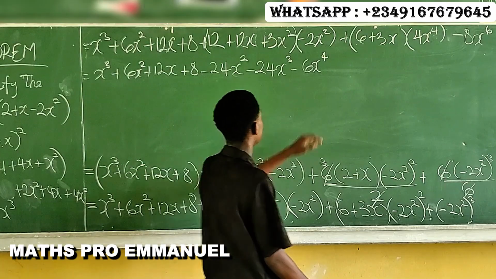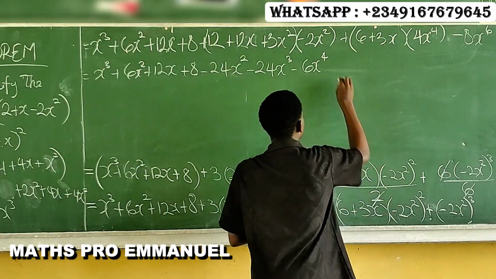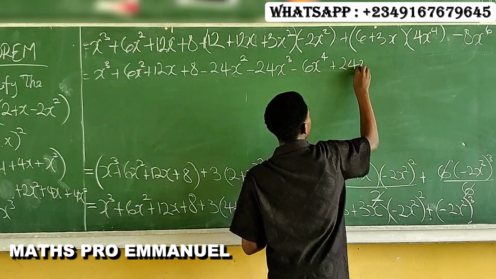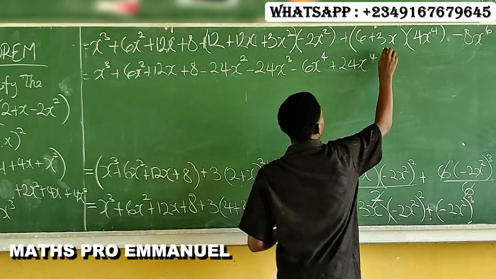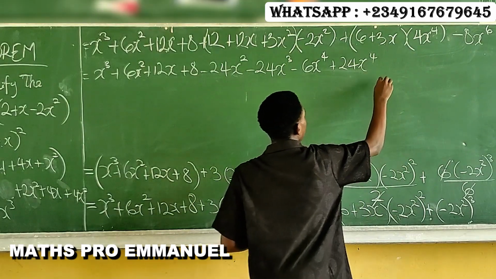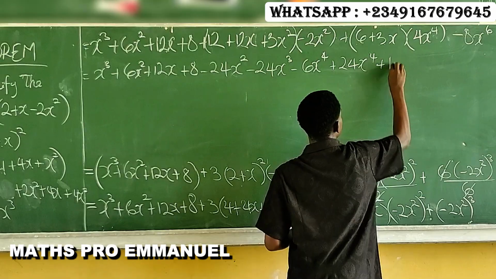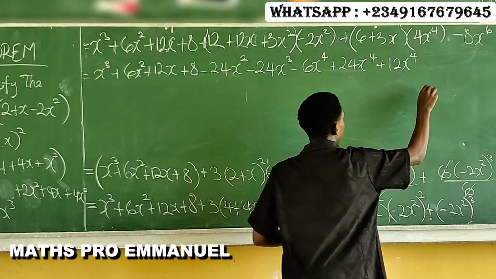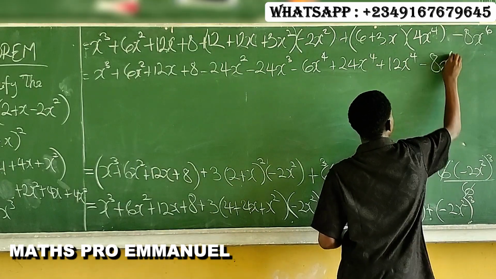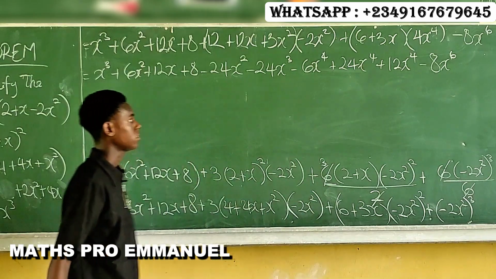That's it. Now let me expand this. 6 times this, I'll have 24x raised to the power of 4. And then 3 times this, that is 12x raised to the power of 4 minus 8x raised to the power of 6. That's it.